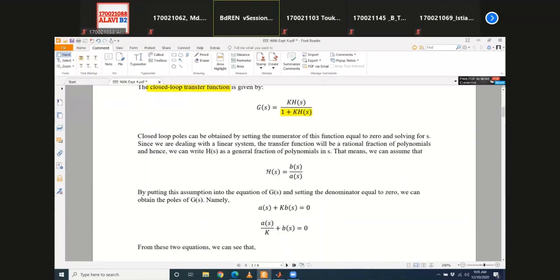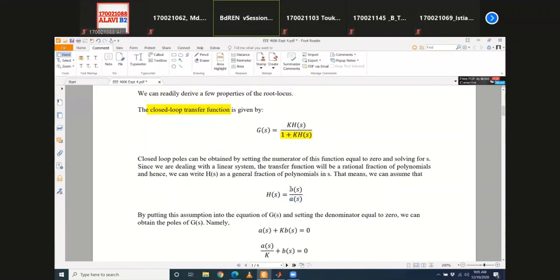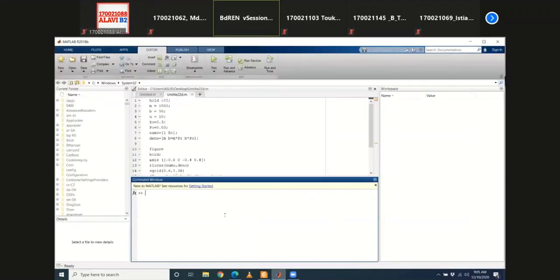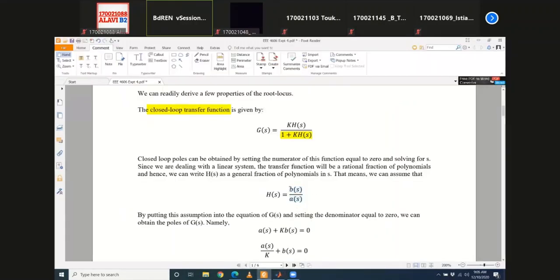Now suppose H(S), the open loop transfer function, is expressed as a function of S divided by another function of S, which is usually the case, right? Any transfer function can be expressed in this manner. Even if the transfer function is something like 1 by S, it's still a function of S in the numerator, by assuming it to be 1 times S to the power 0, and the denominator is S, which is also a function of S. So any transfer function can be expressed as one function of S divided by another function of S.